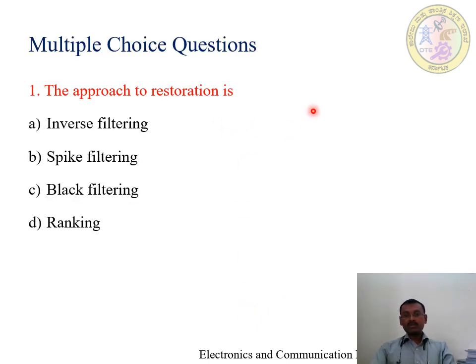So we come to the end of the session. Let's have some multiple choice questions. The first question, the approach to restoration is: option A, inverse filtering; B, spike filtering; C, black filtering; D, ranking. The right answer is option A, that is inverse filtering.